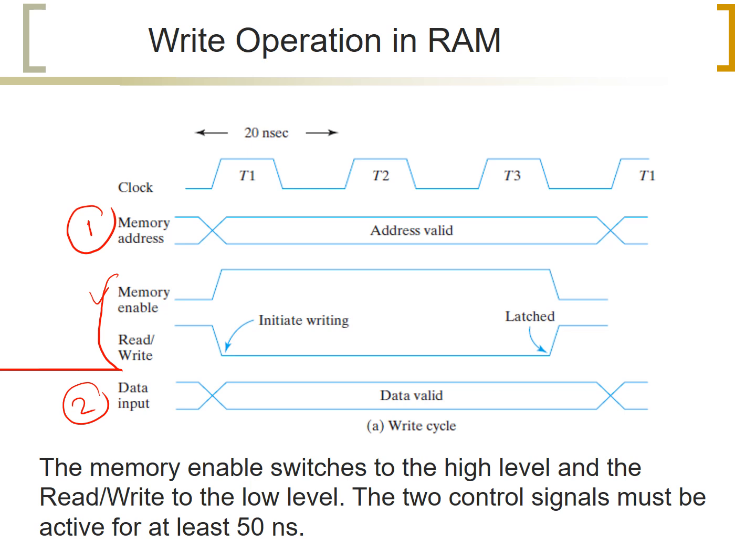When we have the data and the address available, we put the memory address at the input of the memory and the data at the input of the memory, and we enable the memory. The memory is enabled here, and read/write is 0, which means we will write. After this, we wait some time until the word is written into the memory.